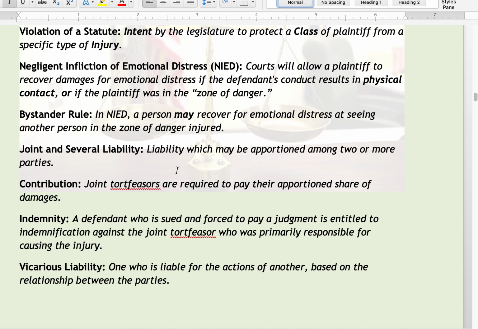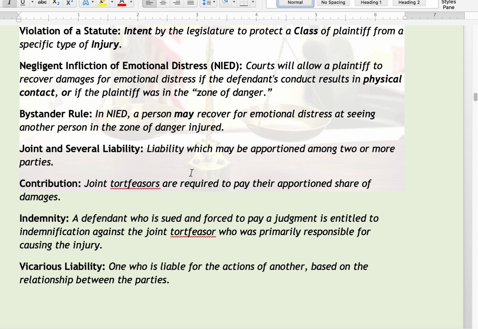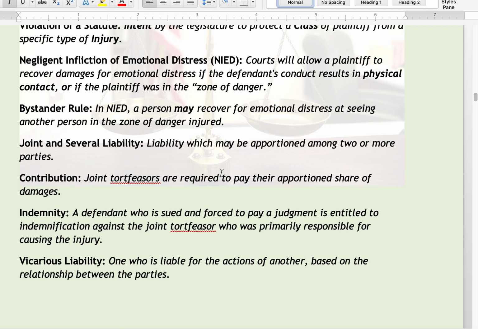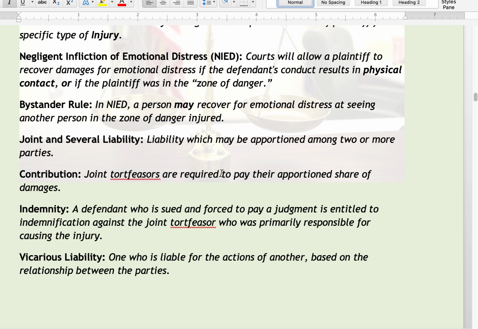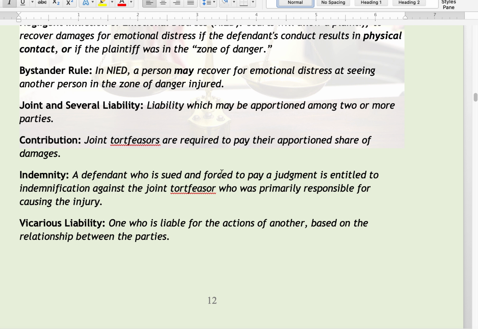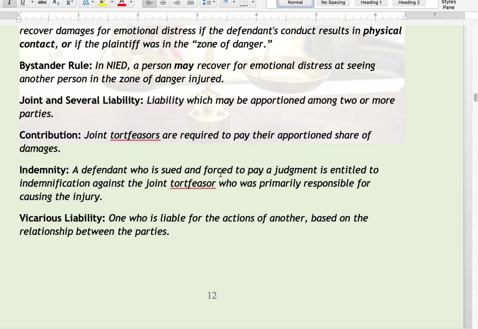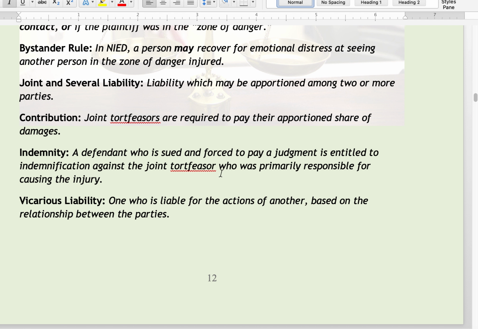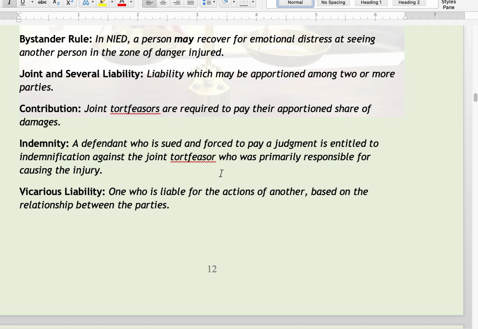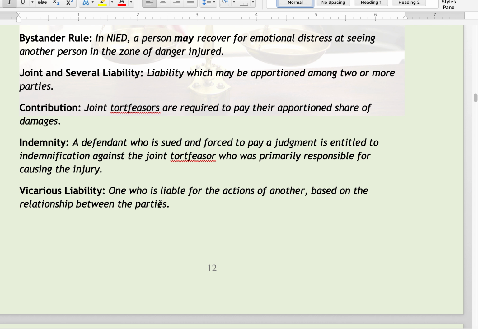Negligent infliction of emotional distress, NIED. Courts will allow a plaintiff to recover damages for emotional distress if the defendant's conduct results in physical contact or if the plaintiff was in the zone of danger. Bystander rule. In NIED, a person may recover for emotional distress at seeing another person in the zone of danger injured.